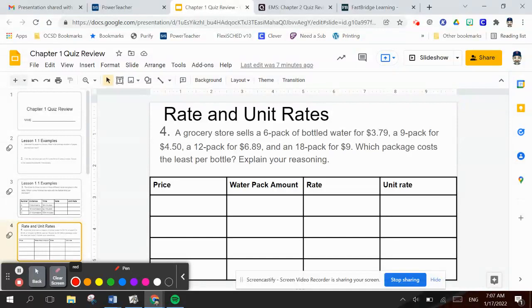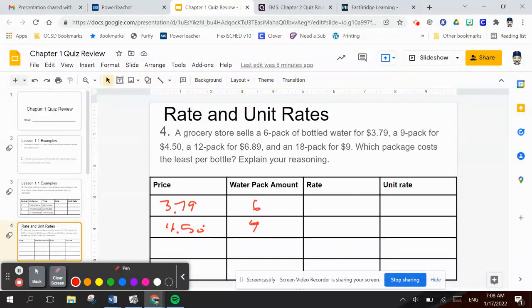So the same thing. It says a grocery store sells a 6-pack of bottled water for $3.79, a 9-pack for $4.50, a 12-pack for $6.89, and an 18-pack for $9. Which package costs the least per bottle? So we're looking at price. The first one was $3.79 for 6 bottles.